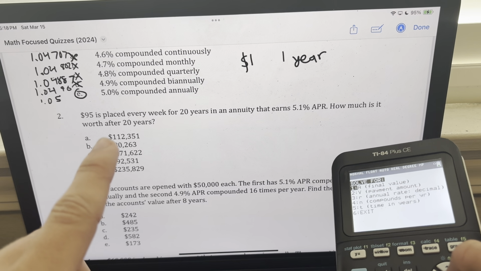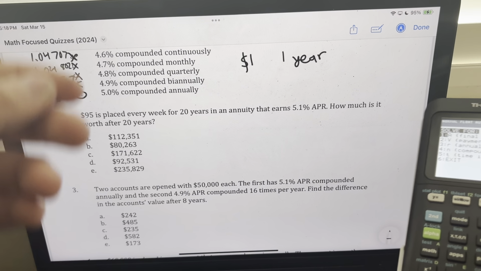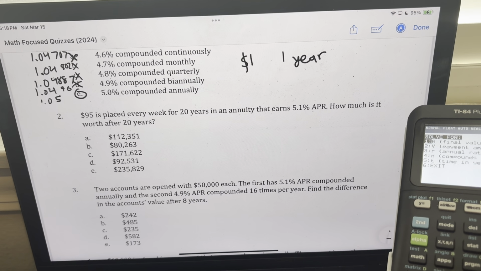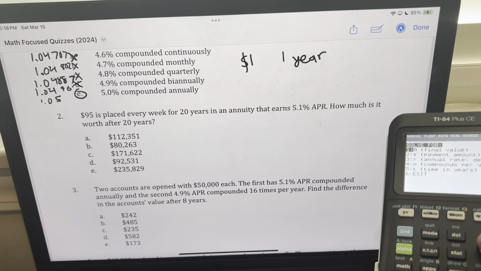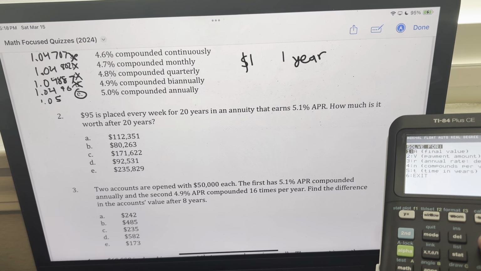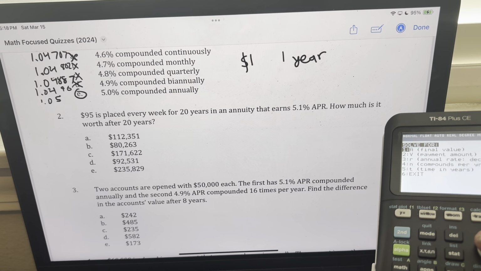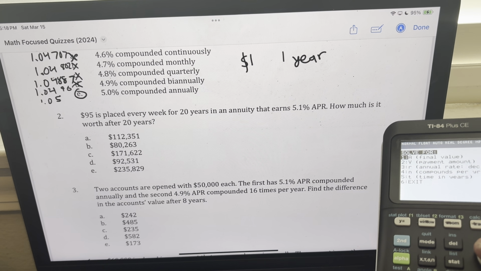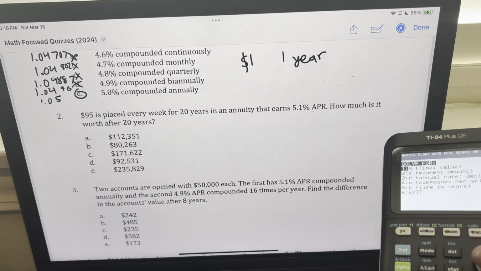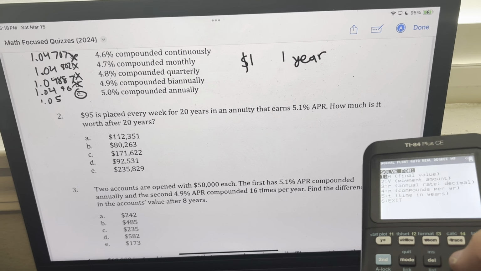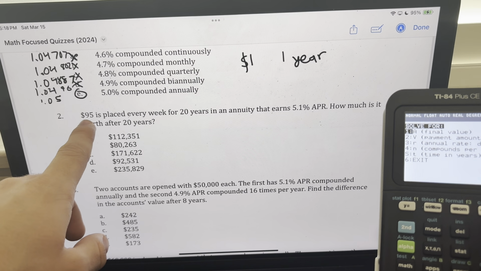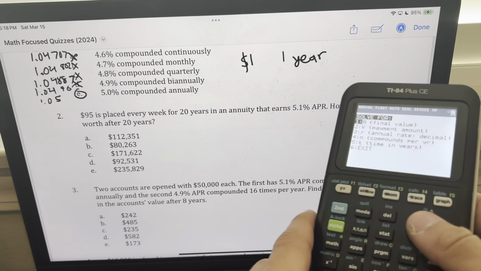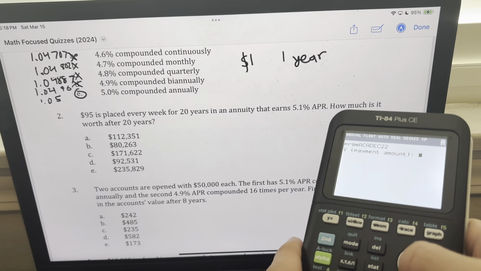If you have an initial that you place in, then that's going to be compound interest unless you're trying to find the payment amount, which we will go over later. But in this case, it says annuity, so we know it's annuity. But if you see this placed in every week, then you know it's annuity. So we're going to find the final value here.